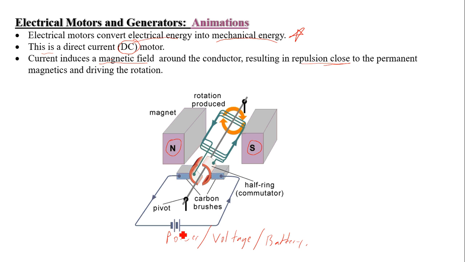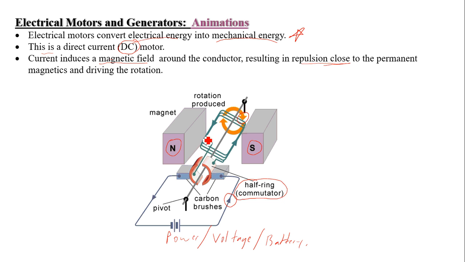So as the electrons are going through this conductor here, coming from the battery, they're going to make contact with this metal ring here, this half ring, commutator, and that's going to allow electrons to go through this ring-shaped conductor as well. So as the electrons are going through, that's going to generate a magnetic field, and that magnetic field is going to oppose this south pole here. And what that's going to result in is the turning of this coil.